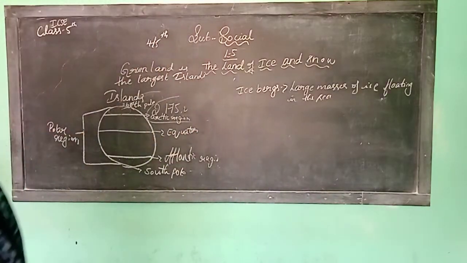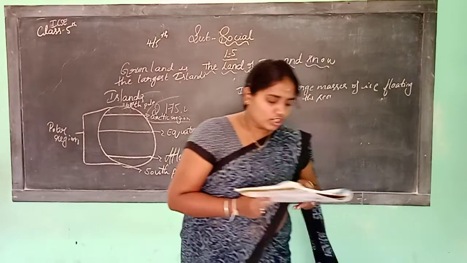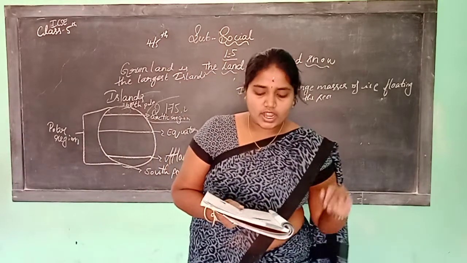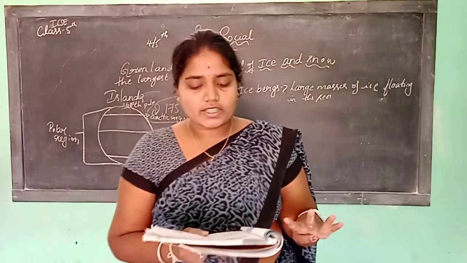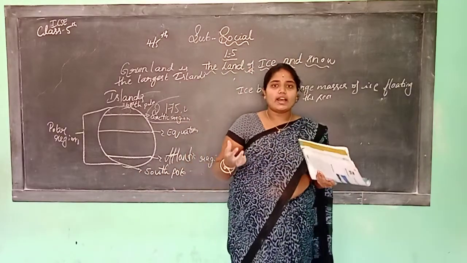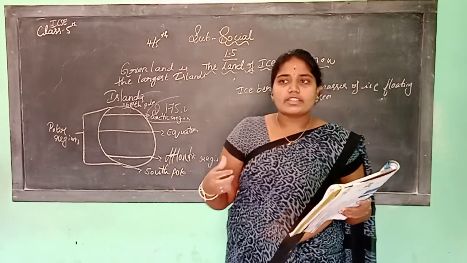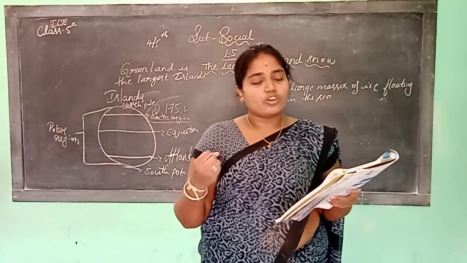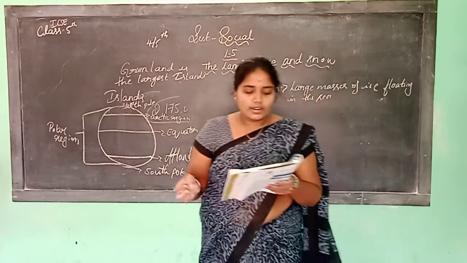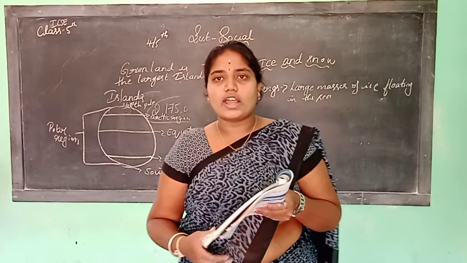Wildlife. Animals which can bear extreme cold are found on this island. These include polar bear, reindeer, Arctic fox, musk ox and polar wolf. These are the animals we can see in a snow and ice region. Which are they? Polar bear, reindeer, Arctic fox, musk ox and polar wolf.